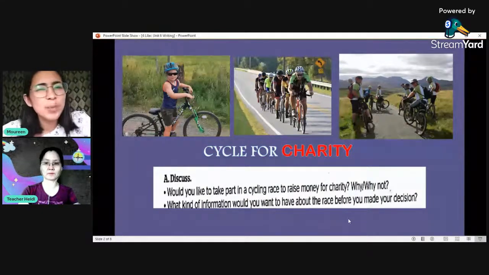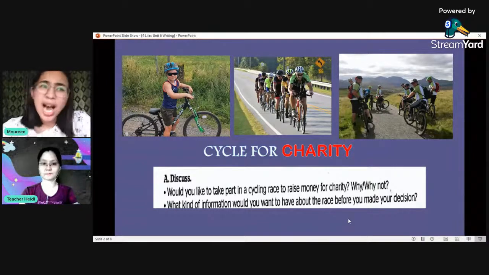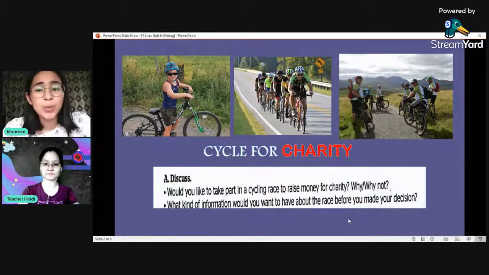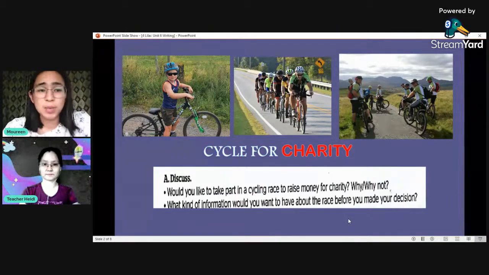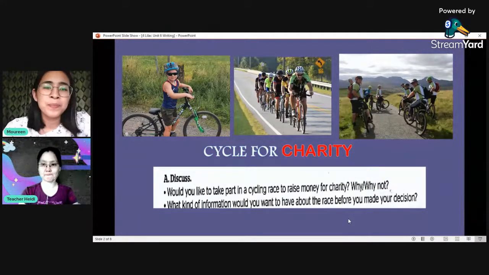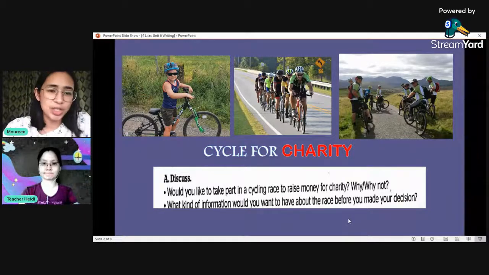So normally, we will want to find out how much, right? What's the cost? I will go for the race, but how much should I pay so that the money will go for charity, for the fund? Or sometimes people want to know, what's the prize if I win the race? So your registration fee will normally go for the charity fund, but of course you will also get the prizes if you win the competition.